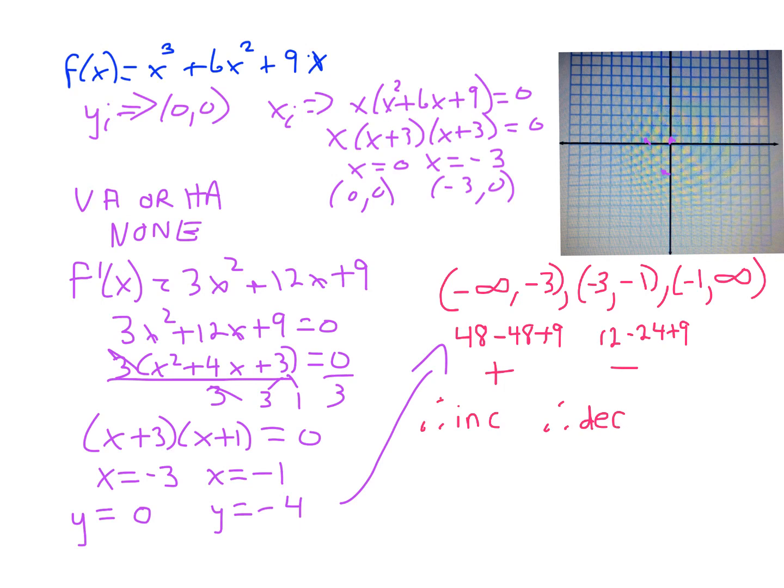And then finally, from negative 1 to infinity, let's choose 0 there, and we'll just get 9, which is positive, and so we know the curve is increasing in that interval.